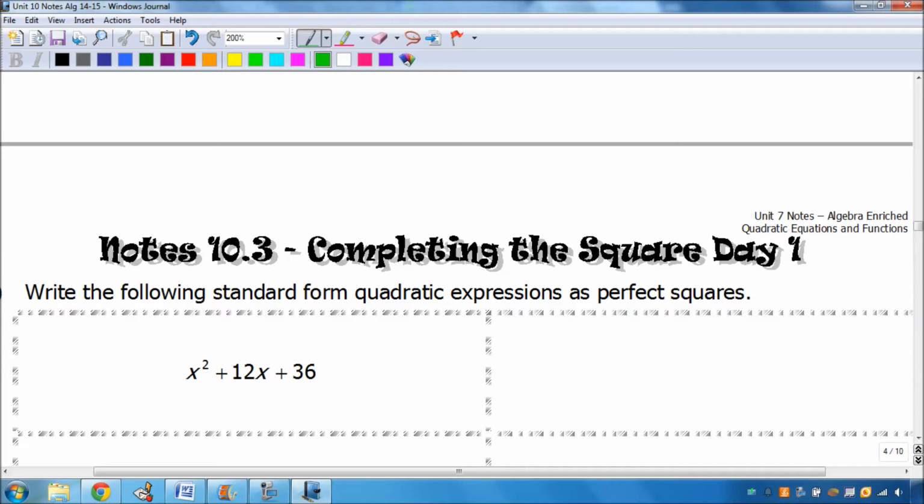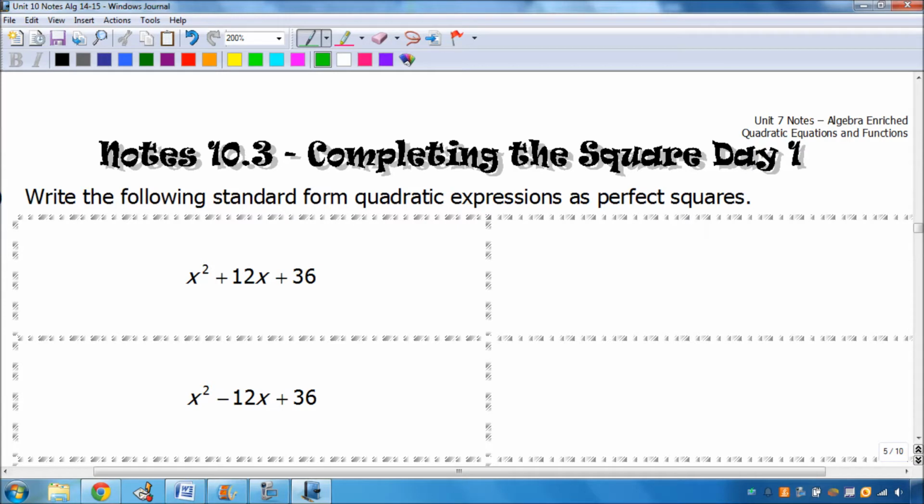So the first thing that we need to do, question number 1, it says write the following standard form quadratic expressions as perfect squares. So basically, all it wants us to do is to factor it. So if you look right here, x squared plus 12x plus 36, all I'm going to do is figure out how to factor it. There's no GCF, and it's not a difference of perfect squares. However, it is a perfect square trinomial. So let's go ahead and try to factor it.